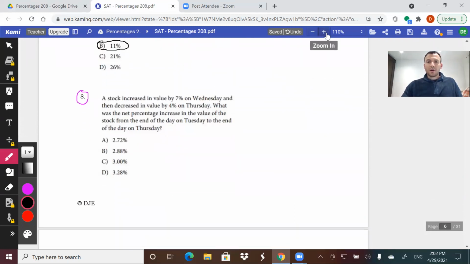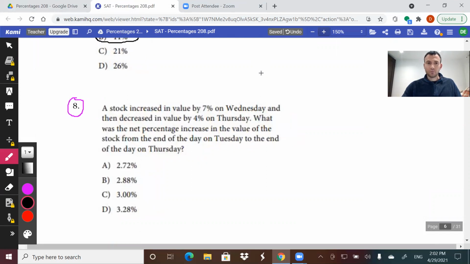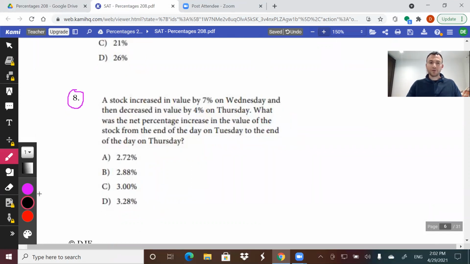8 is a little bit harder. And I'm going to show you exactly how to screw up 8. And this is what the SAT, I wouldn't say they want you to do it, but they're setting you up to do it. So it says a stock increases in value by 7% on Wednesday and then decreased in value by 4% on Thursday. What was the net percentage increase in value of the stock from the end of the day on Tuesday to the end of the day on Thursday?